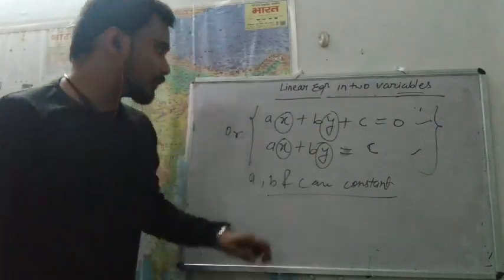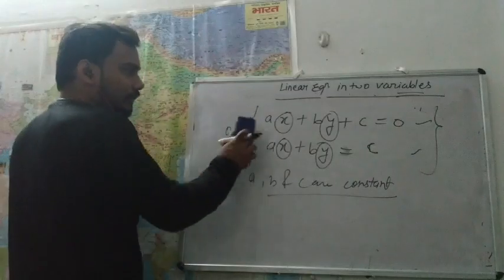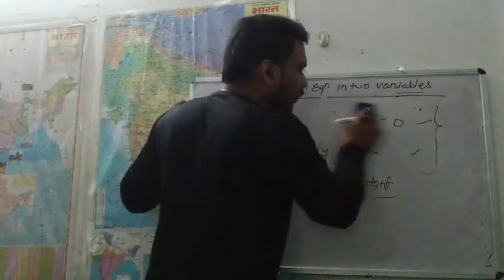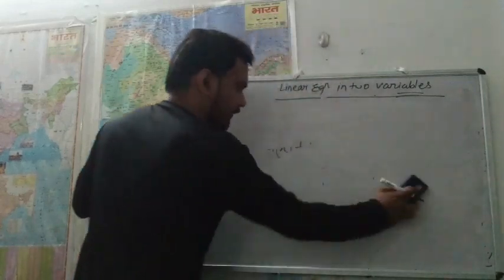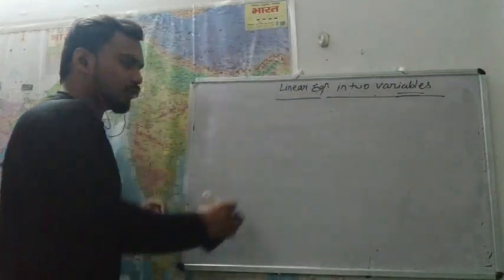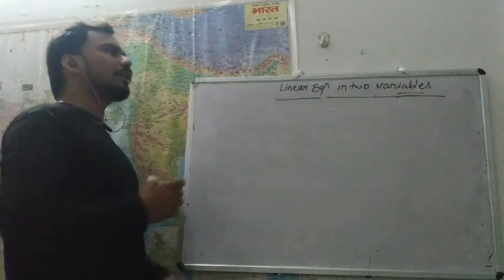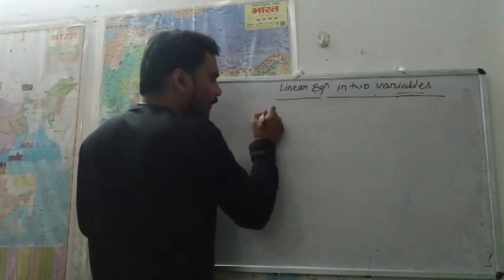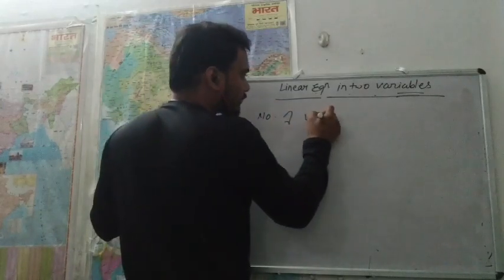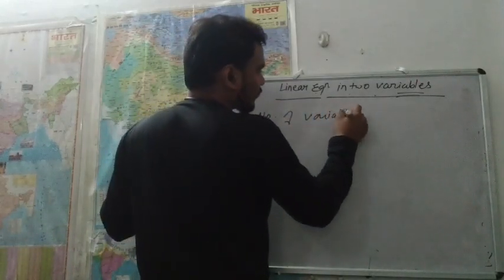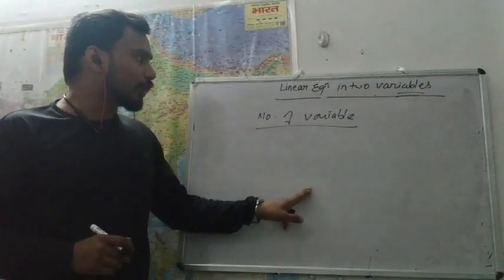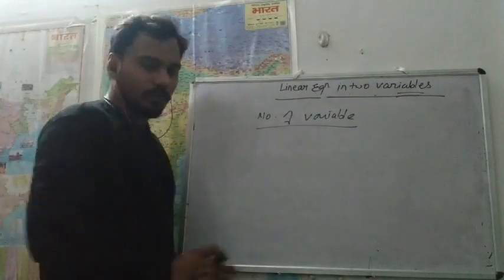So we will discuss today how to solve these kinds of equations. There is a rule actually. In a given linear equation, we have to count the number of variables. The number of variables defines the number of equations that we are going to use to solve them.